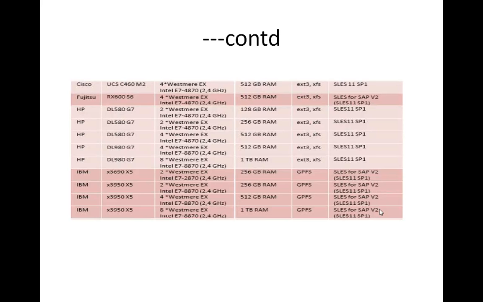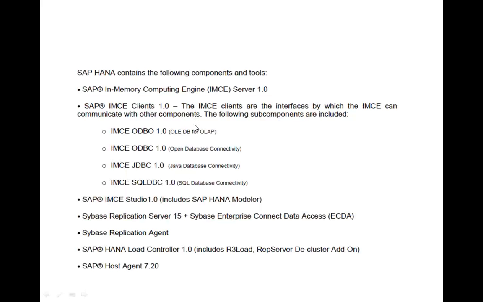So again, this is a screenshot of the Westmere processors that are used with large and extra large servers as well. Some of the components used with the HANA database or the HANA appliance: you have the in-memory computing engine, IMC, which is the heart of the server.